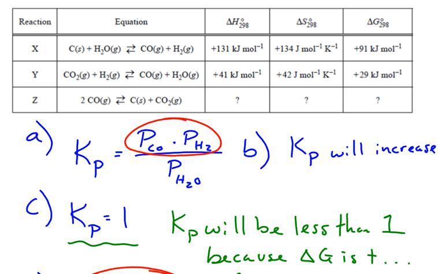Spontaneous. You want to go, Hunter? I was just gonna say it's false. I was gonna say false because one has C, not CO2. They're different reactions. Okay.